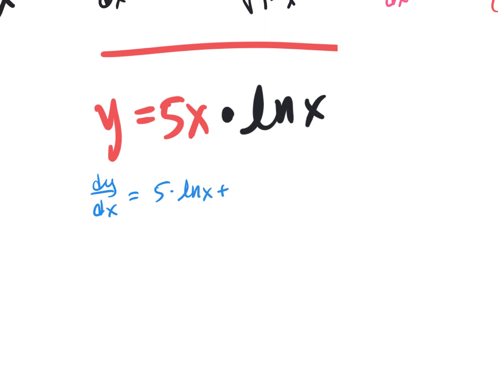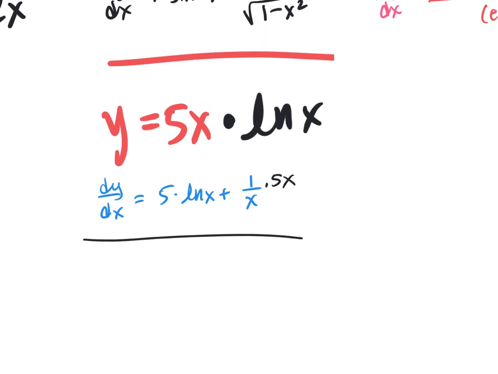Love it. Plus g prime, derivative of natural log. So good. 1 over x times the derivative of my x. 1. Good. What do I have to multiply that by? F prime times g plus g prime times 5x. I don't care about simplifying.